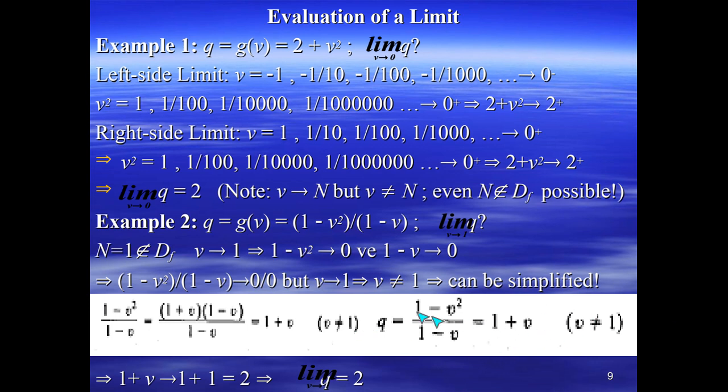Then we can take the limit of this function when v goes to 1 as the limit of q when 1 plus v goes to 1. Why? Because v goes to 1 doesn't mean that it's equal, it means it approaches very much. So we simplify here and we remain with the function q equals 1 plus v. And when v goes to 1, this expression goes to 2. 1 plus 1, 2. So the limit of q when v goes to 1 is 2 in this case. It has a limit. You see.